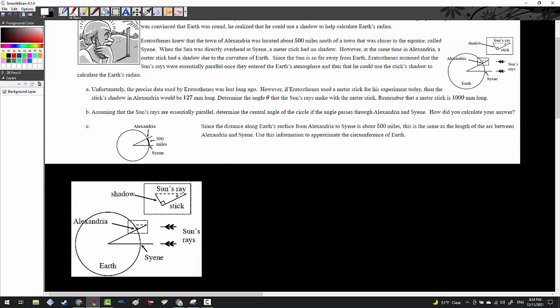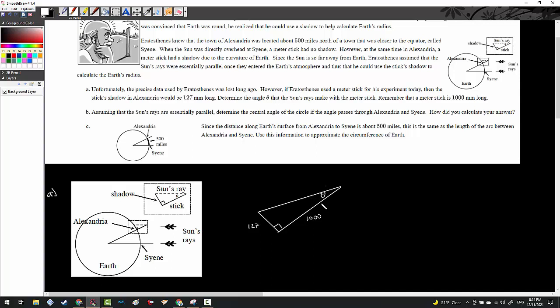What they are basically asking us to do in part A is to use this small square right here and determine the angle theta right here. So I'll go and just expand him out again. And notice how he does make a convenient shape that is a right triangle. And so from here, they're telling us that the meter stick is 1,000 millimeters long. The meter stick is this diagonal facing upward side here. So I'm going to put the 1,000 right here. We know that the stick's shadow in Alexandria would have been 127 millimeters long.